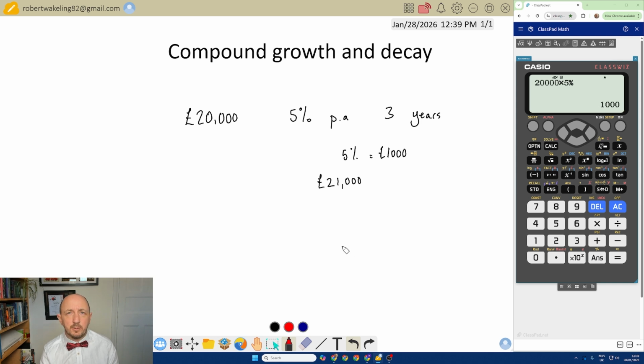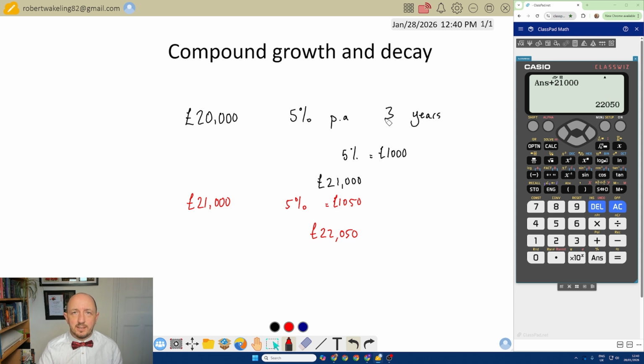Then we just repeat the same process for each year that we're investing for, but we change our initial value to 21,000 now. So we work out 5% again of £21,000, and you'll see that the interest goes up slightly, 1,050, and we can add that on to our 21,000, £22,050. And we just keep repeating that process for the 3rd year, the 4th year, etc.